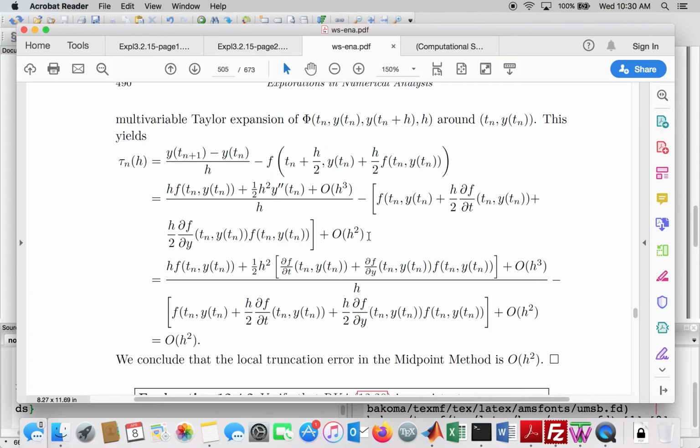Okay, so the next thing is, if I go back to here, I have y double prime. Well, that needs to be expanded. So really what I do is I replace y prime with f. I need the derivative of f with respect to t, because y prime is f. So y double prime is a derivative of f with respect to t. But that again is a multivariable Taylor expansion.